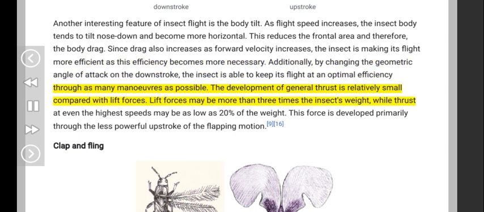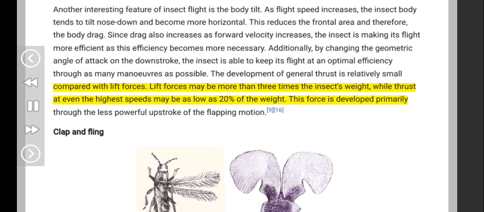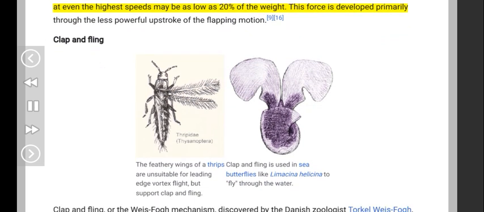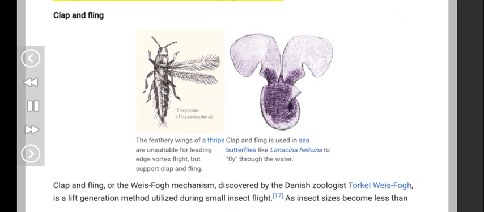The development of general thrust is relatively small compared with lift forces. Lift forces may be more than 3 times the insect's weight, while thrust at even the highest speeds may be as low as 20% of the weight. This force is developed primarily through the less powerful upstroke of the flapping motion.